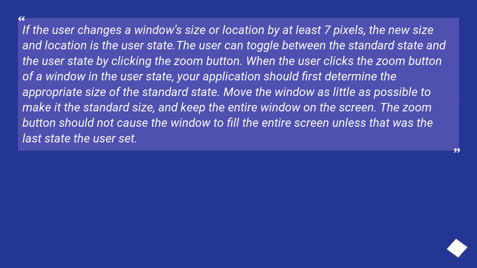If the user changes a window size or location by at least 7 pixels, the new size and location is the user state. The user can toggle between the standard state and the user state by clicking the zoom button. When the user clicks the zoom button of a window in the user state, your application should first determine the appropriate size of the standard state. Move the window as little as possible to make it the standard size, and keep the entire window on the screen. The zoom button should not cause the window to fill the entire screen unless that was the last state the user set.